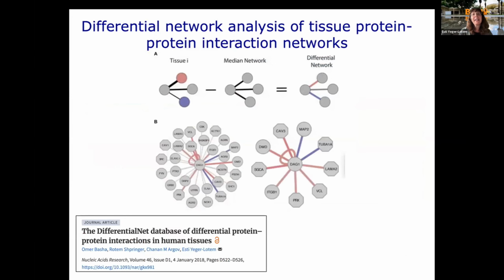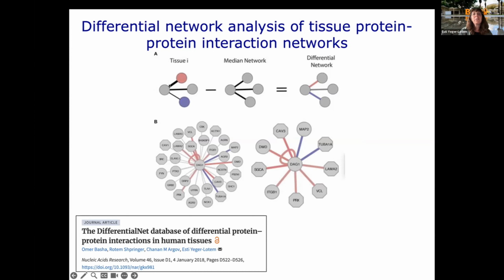Now, with this enigma in mind, a few years back we applied differential network analysis to tissue protein interaction networks. What do I mean? Basically, we wanted to look at protein interactions because this is how proteins actually do their role, and we wanted to study protein interactions across different tissues. So looking at a specific tissue, we looked at all the protein interactions present there. For example, let's assume these are the protein interactions.